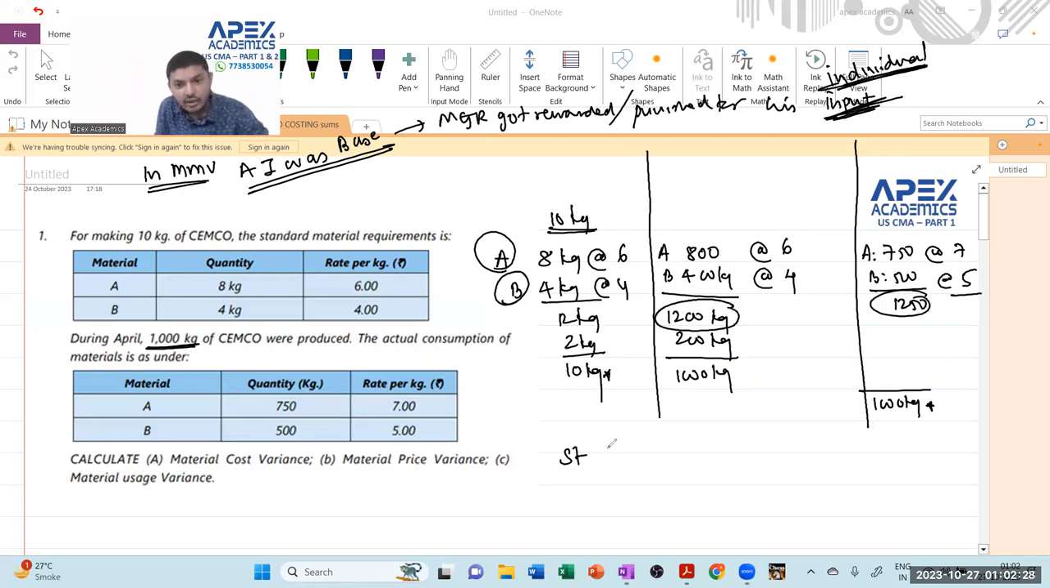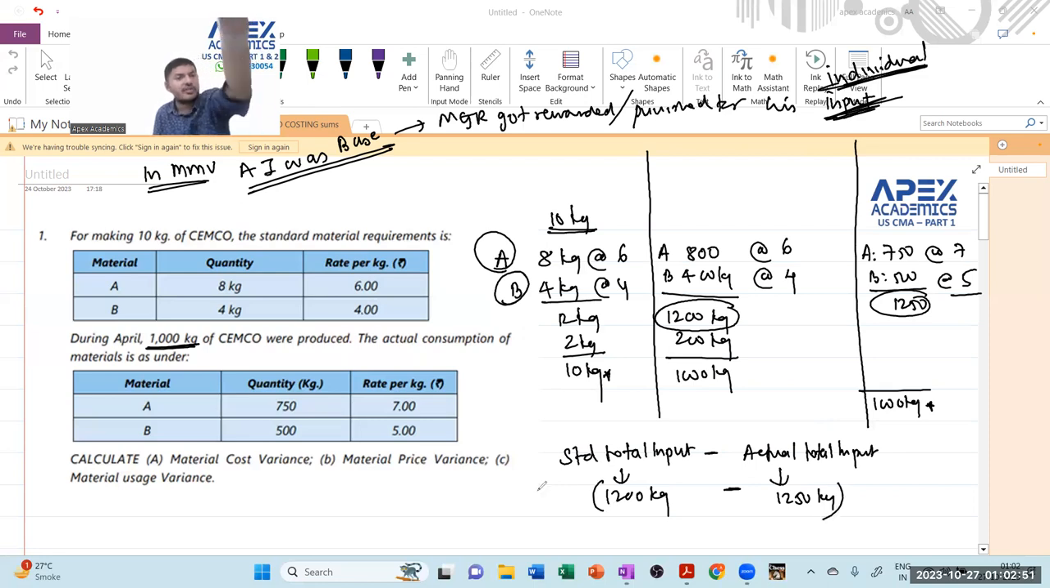What is my standard total input? My dear sir, it is 1200 kgs. My dear manager, how much was your actual total input? Sir, it is 1250 kgs. How much? 1250 kg. You are an inefficient person. You should have done the work in 1200, but you took 1250. Yes, sir, I made mistake. You should have spent 4,800 and 1,600, which is total 6,400, on 1200 kg.